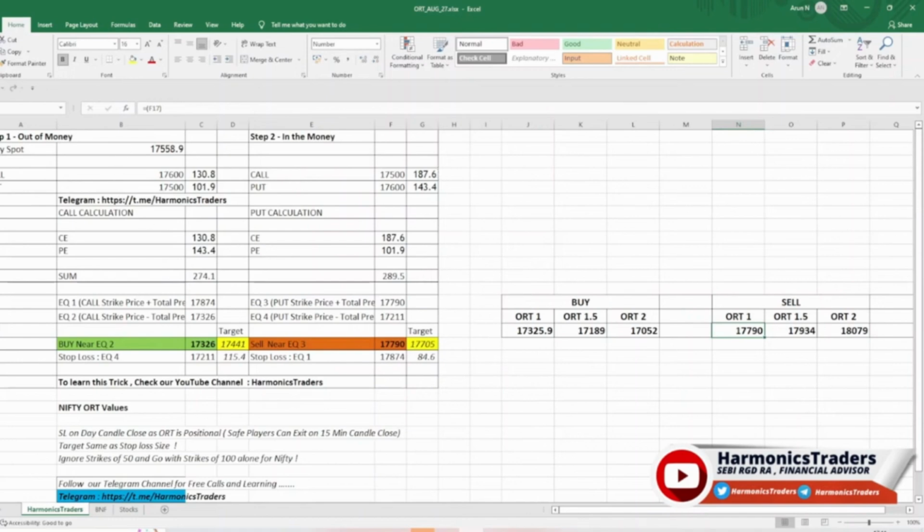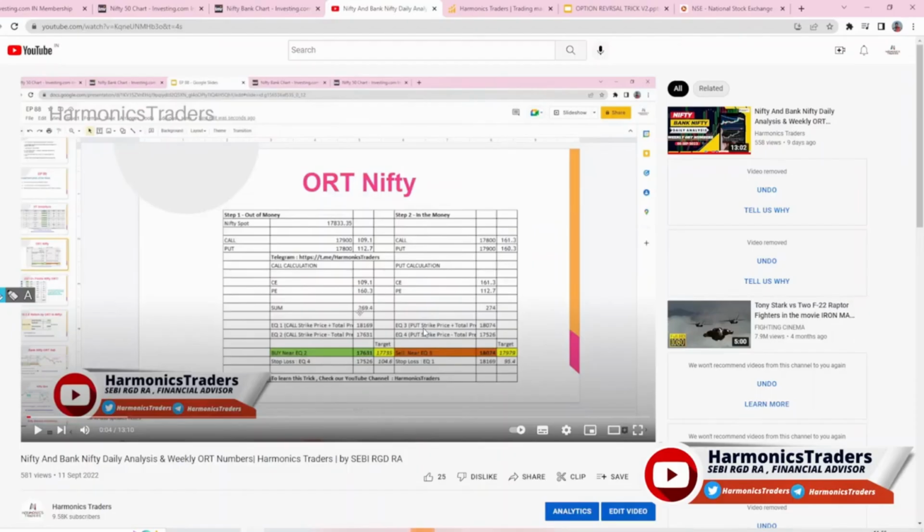Fine. So once again, in simple words, just take the first working day, or the first expiry day, close, and based on the 17558, just find the out of money CE and PE values and put them in the Excel. All the values you will be getting in this Excel. Okay. These are the Nifty ORT values.